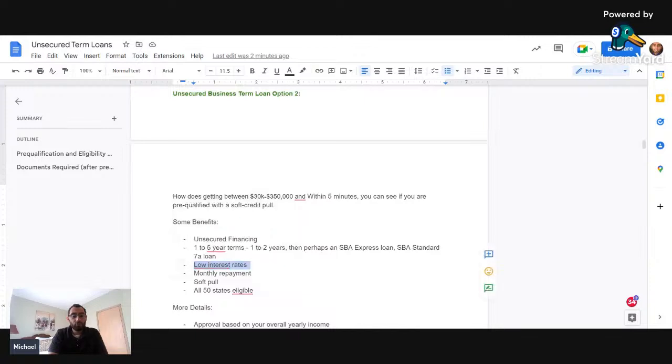Now, you have lower interest rates. You get a monthly repayment, soft pull. All 50 states are eligible.